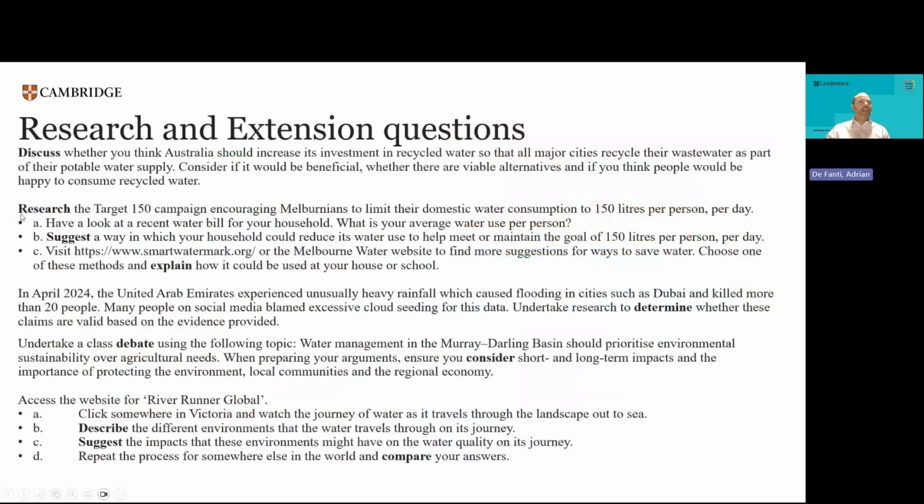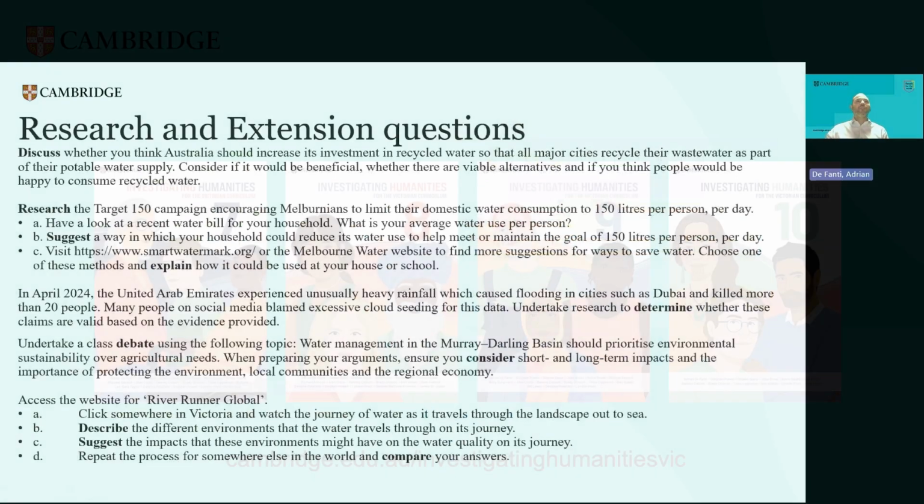So in this one, for example, links to the Melbourne Water website for their Target 150 campaign. There's one about debating the use of cloud seeding or the management of water in the Murray-Darling Basin. And then this is a link to a little tool called River Runner Global, where students can track the movement of water through a landscape. So some really good, these are not just things we chucked in at the end. A lot of thought went into these, and they're a really important part of the lesson, and hopefully really useful for teachers.